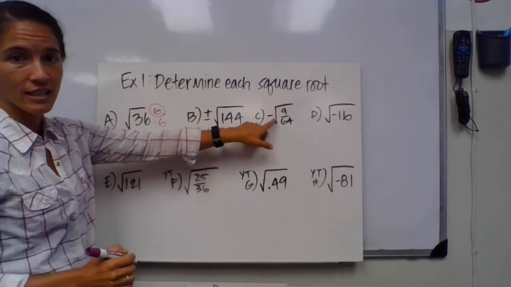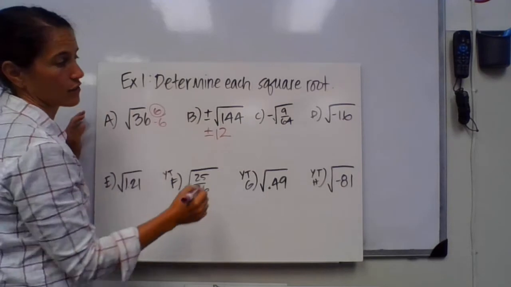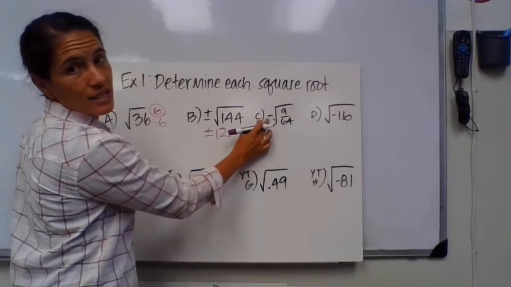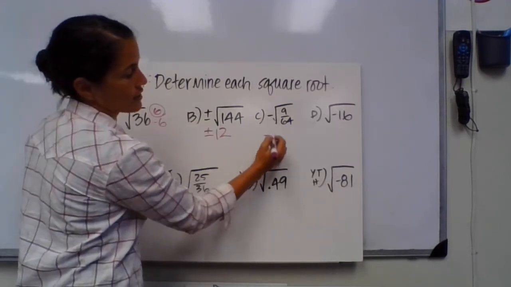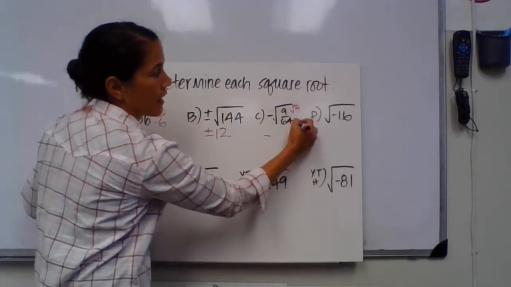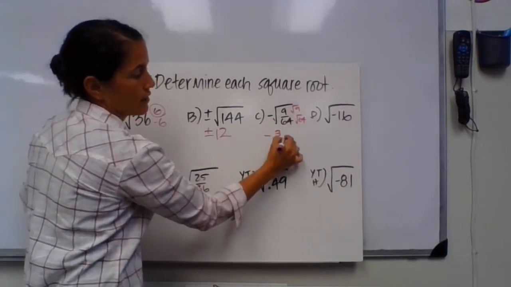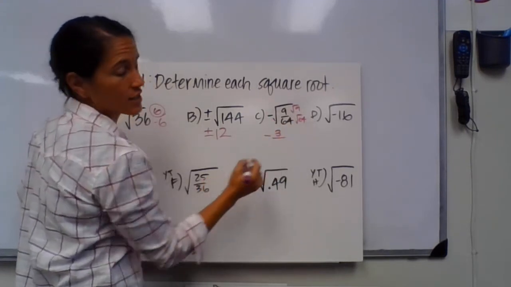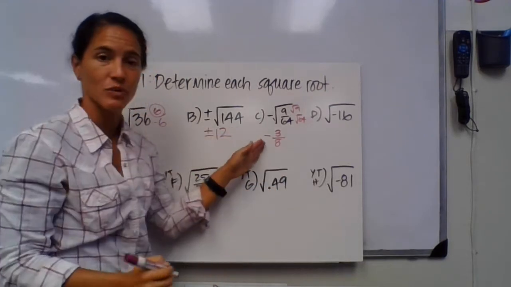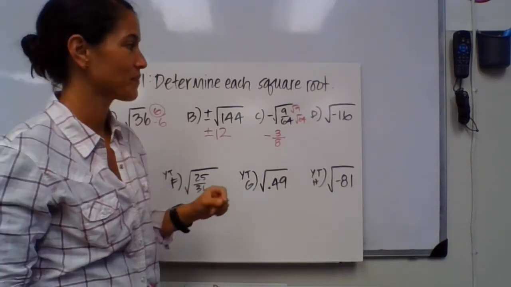Letter C. This is the opposite, or the negative square root of 9 over 64. Since this is on the outside, we're just going to carry this down. And now we're going to take the square root of 9 and the square root of 64. So the square root of 9 is 3, and the square root of 64 is 8. And so my answer would be negative 3/8. It's okay to have a fraction as a square root, totally fine.